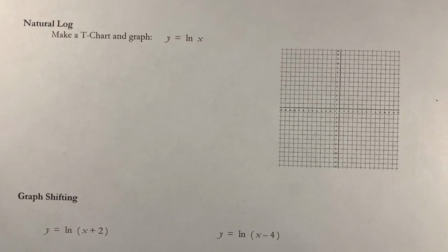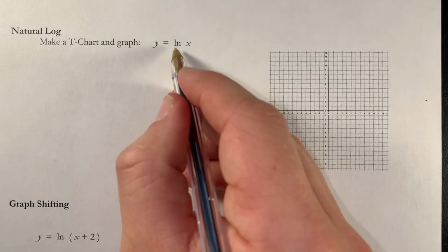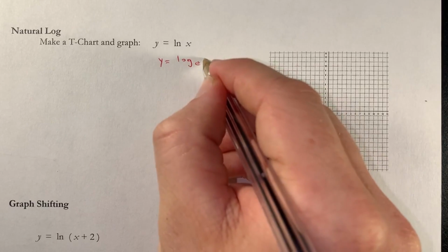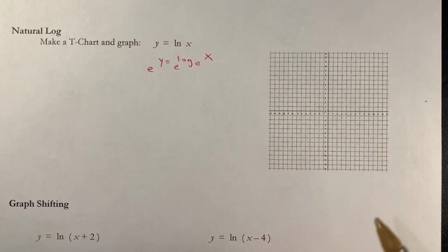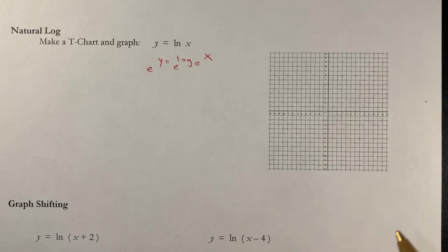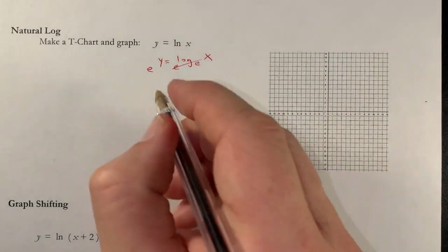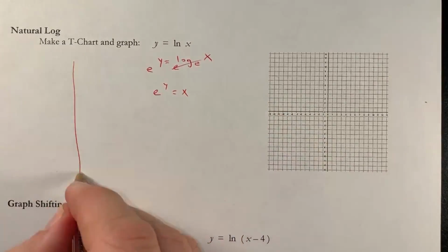Okay, now we are going to graph a natural log function. Okay, and we're going to do it the same way as before. We're going to put it into exponent form. Remember, natural log is log base e. So we're going to do base e on both sides. Okay, so when I do that base e, that cancels out the natural log or the log base e. So I get e to the y equals x.